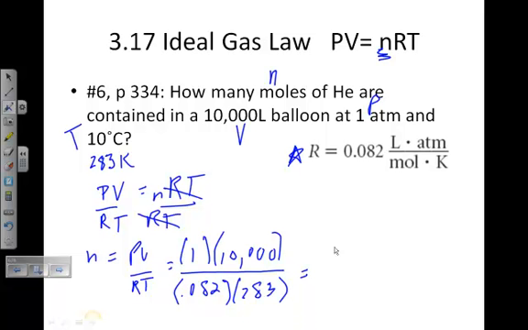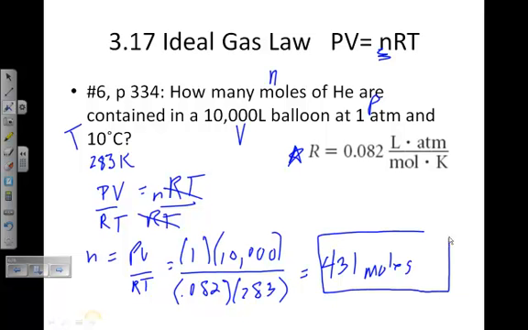That comes out to roughly about 431 moles of helium, and that seems like a lot, but we're filling a weather balloon, so it's not just, you know, your garden variety happy birthday balloon. Okay, 431 moles of helium.